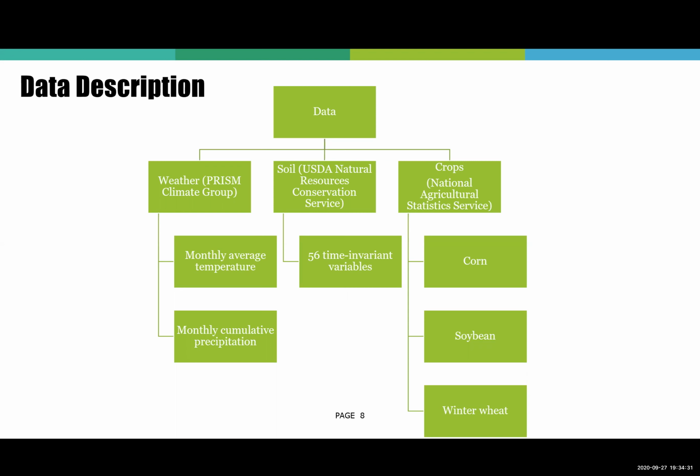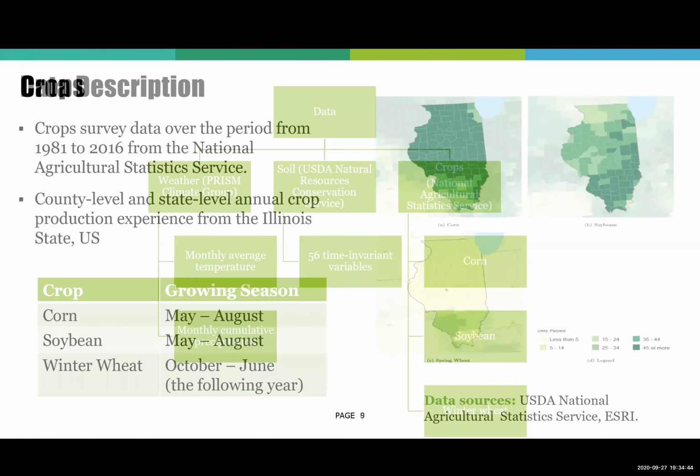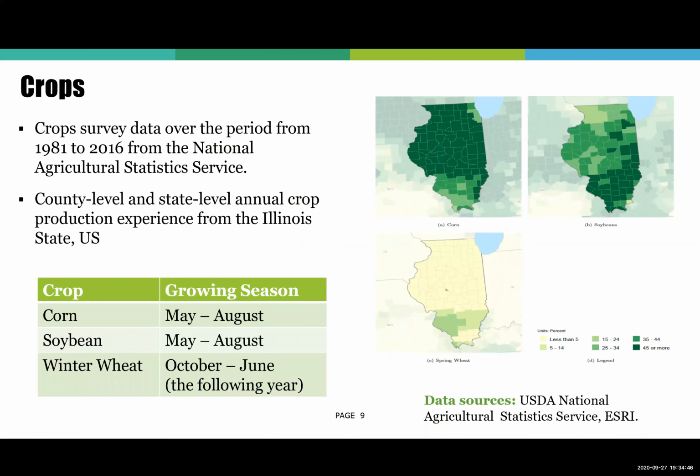Here, we consider corn, soybean, and winter wheat yield data over the period from 1981 to 2016 at both county level and state level from the state of Illinois in the United States. We chose these 3 crops because in aggregate, they account for more than 80% of the cropland in Illinois. The graph displays the number of acres harvested for each crop type as a percentage of the total harvested cropland. Note that the northern part of Illinois mainly produces corn, while the soybean and winter wheat are mainly grown in the southern part of the state.